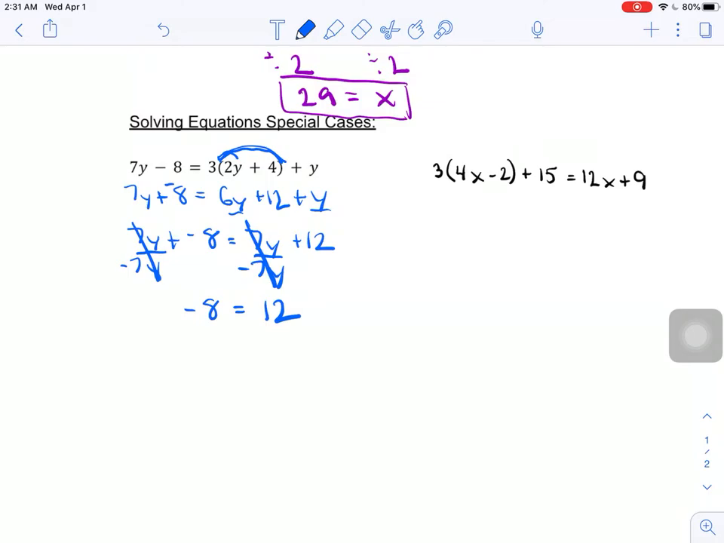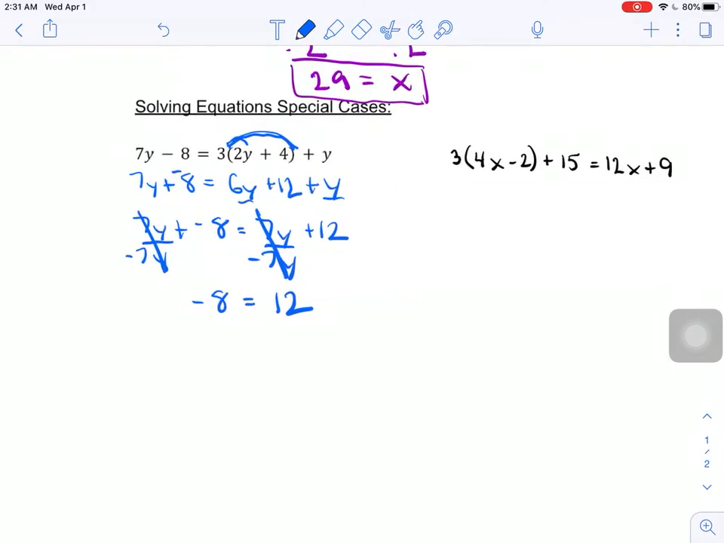Now, this is where things get a little interesting because the y's just went away. I can't figure out what y equals if there are no y's left in the equation. What I'm left with is this very weird statement, -8 equals -12. Hopefully you're looking at that and already thinking, but -8 doesn't equal -12. They're not the same. So that is what we call a false statement in math. We talked a little bit about false statements with inequalities, so this is another example of a false statement.